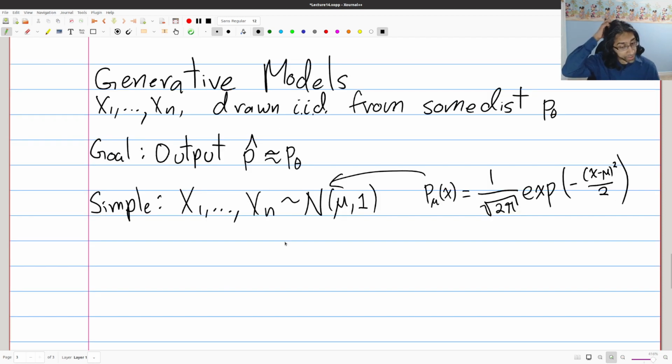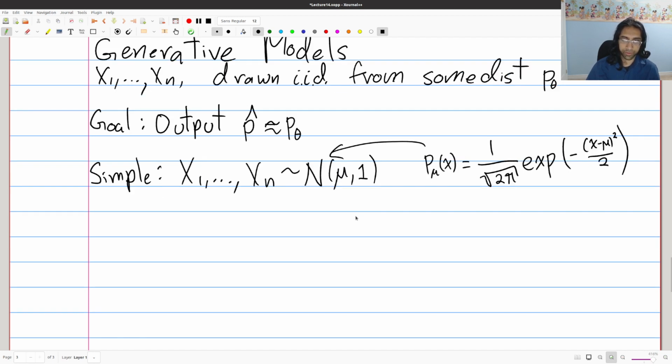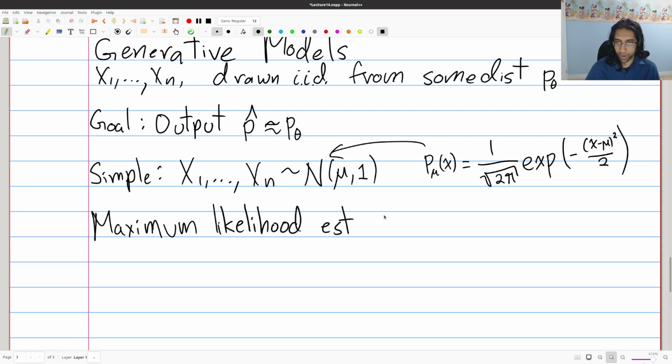Now the question is, given a bunch of samples from this distribution, can we then estimate this unknown parameter, the mean? Because I claim that if we could estimate and recover this mean, then taking a Gaussian with that same estimated mean would approximate the original distribution that the data came from. And yeah, we can do this using our old friend, maximum likelihood estimation, otherwise known as the MLE, the maximum likelihood estimator.